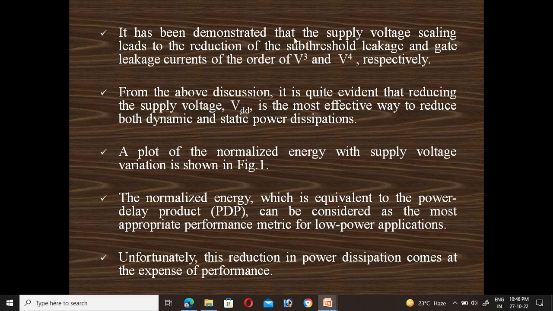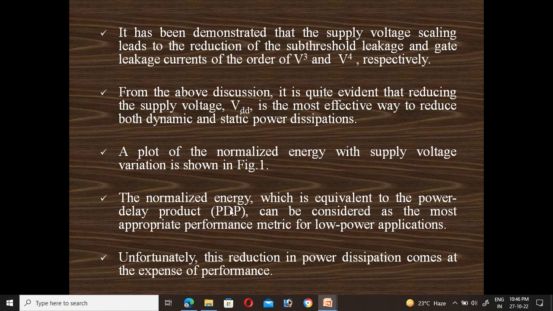It has been demonstrated that supply voltage scaling leads to reduction of the sub-threshold leakage current and gate leakage current, of the order of V to the power 3 as well as V to the power 4 respectively. Correct? So from the above discussion, it is quite evident that reducing the supply voltage VDD is the most effective way to reduce both the dynamic as well as static power dissipation, right?